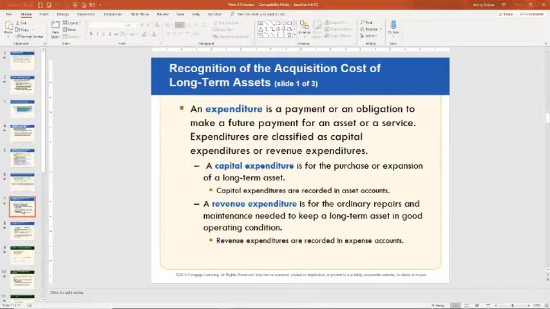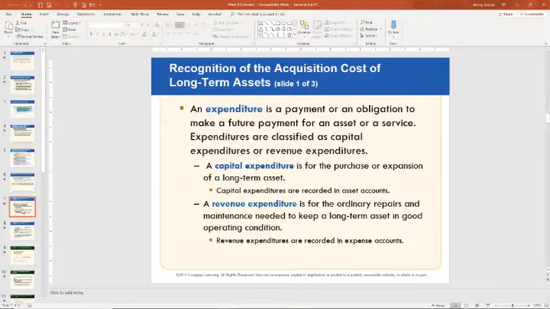And how do you recognize the cost of those long-term assets? So there's an expenditure. It's a payment. We've talked about this before, about what expenditures are, but in this case, a capital expenditure is for the purchase or expansion of a long-term asset. So capital expenditures are recorded in asset accounts. A revenue expenditure is for, like, repairs of long-term assets.